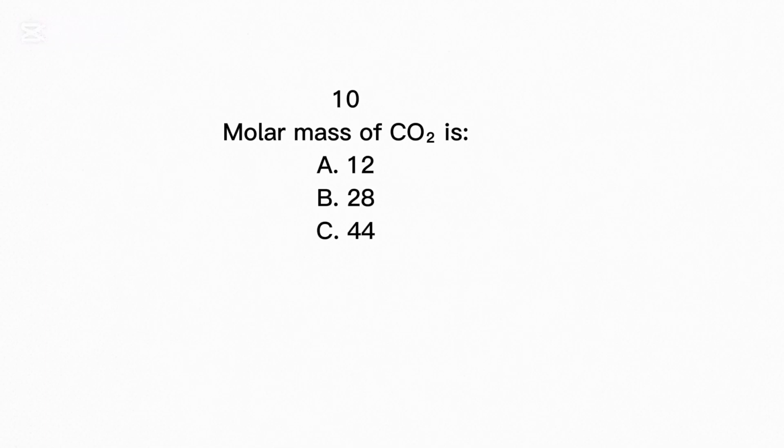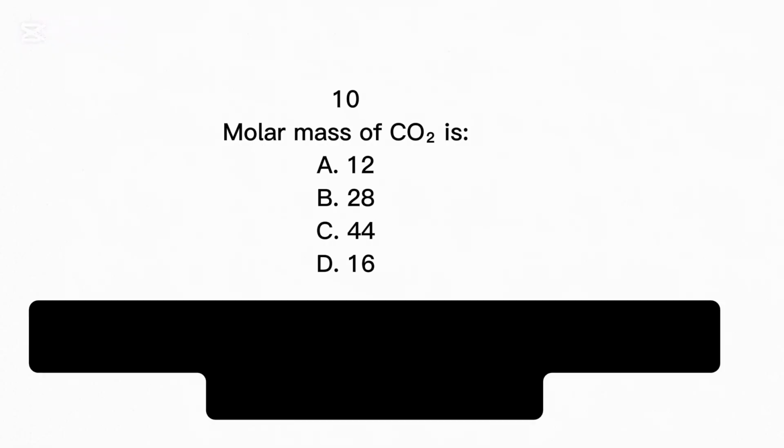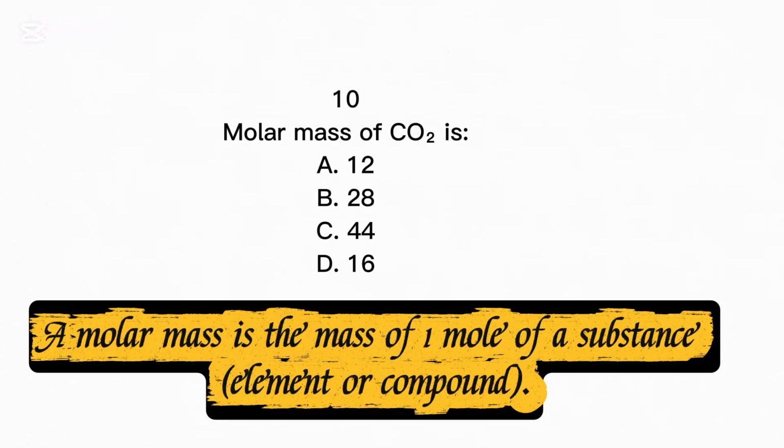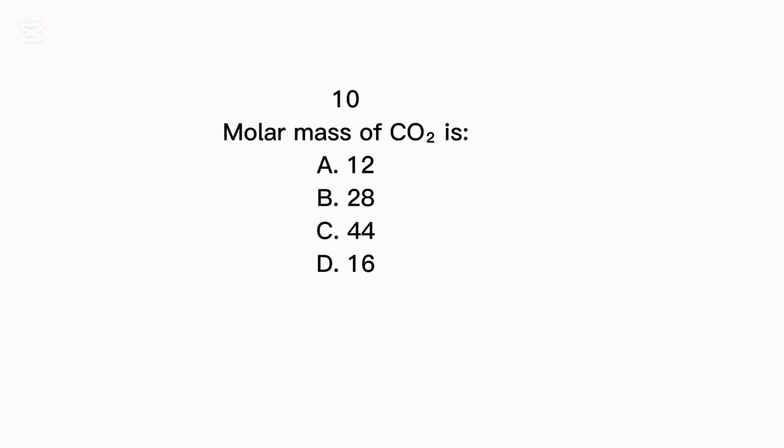Question 10. Molar mass of carbon dioxide is A. 12, B. 28, C. 44, D. 16. Let's see what is molar mass. A molar mass is the mass of 1 mole of a substance, element, or compound. Now, what will be the molar mass of this compound? The mass of carbon is 12, and then the mass of oxygen is 16. So 16 times 2 is 32. 32 plus 12 of carbon is 44. So the correct answer is C.